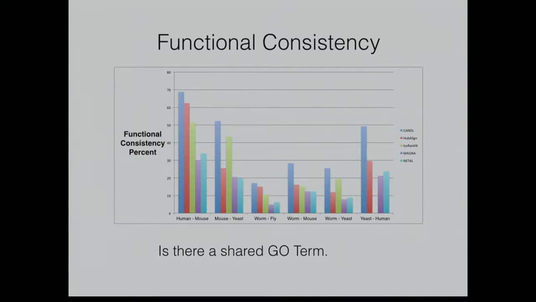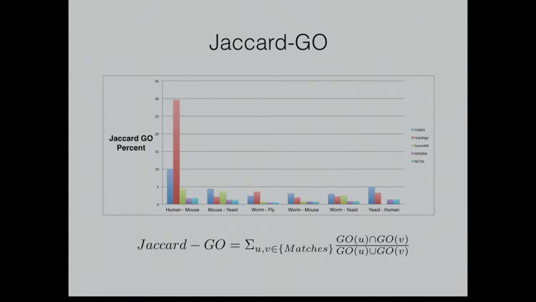We tested this against Hub-Align and MAGNA, and we do pretty well. We're doing just as well, sometimes a little bit better, on human and mouse and yeast to human. But this is a shared GO term. I do want to say this means that there exists a GO term. This GO term could be biological process. So saying I've got a 70% match could be at a very, very high level. Jaccard GO is a much better way to think about this.